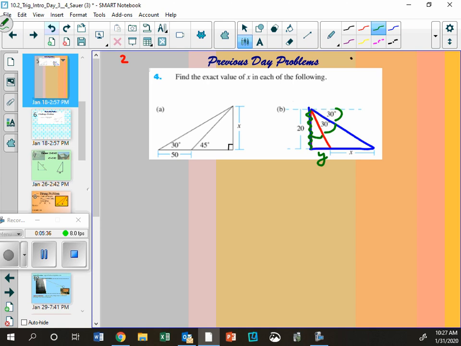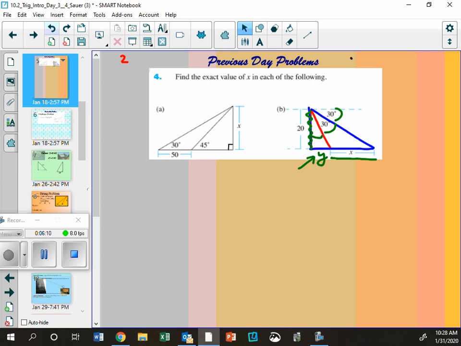But wait a minute. I already know that side. That didn't help very much. Well, what am I supposed to find? I'm supposed to find x. Maybe I should use this red triangle to figure out how long y is. Right? And then I can use the big blue triangle to figure out what x plus y total is, and I can subtract. So first job, figure out y. If you haven't already, figure out y.